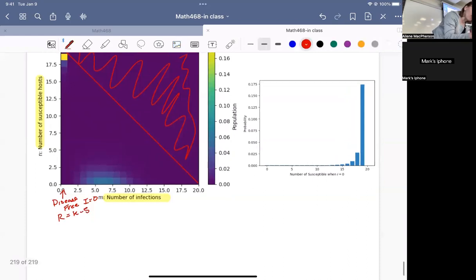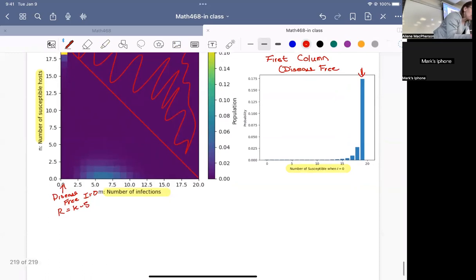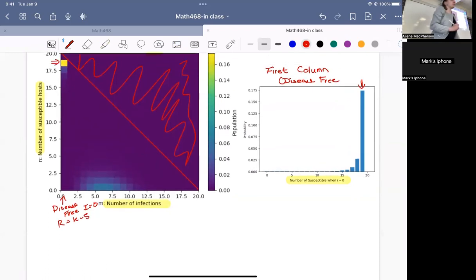So this is that first column, or the extinction disease-free case. And this is the number of susceptible hosts. So this bar right here is this yellow square right there. So most outbreaks end with almost everybody being susceptible and one individual being recovered. There are a few times when the disease breaks out a little bit and then goes extinct, and then there's a very few cases where you get a substantial outbreak.